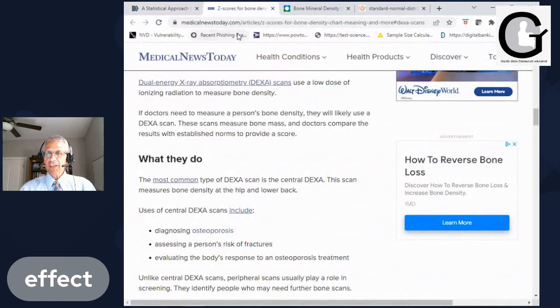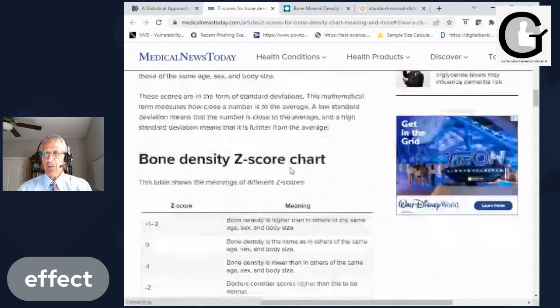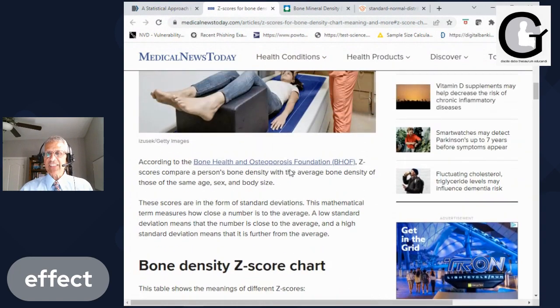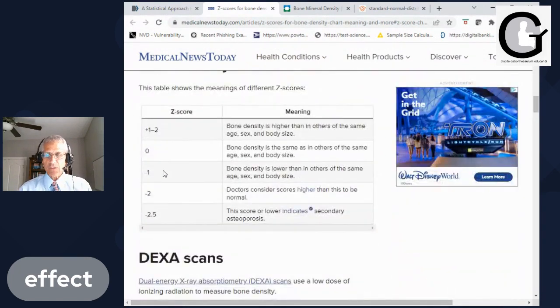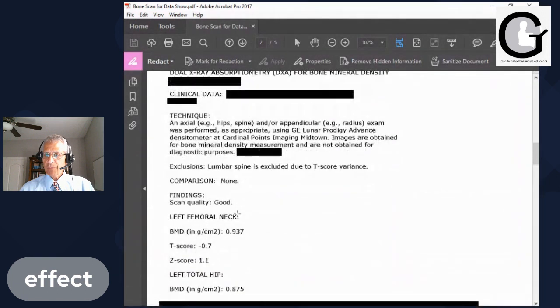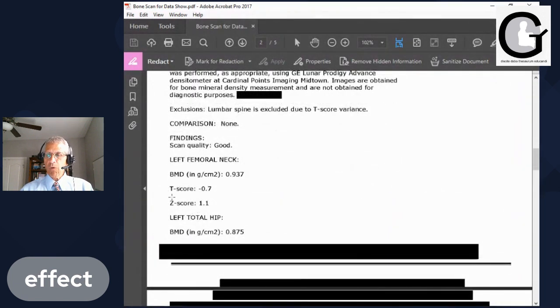Now, there are some other ones. This is Medical News Today, and it talks about DEXA bone scans, and it centers on Z scores rather than T scores. So here you have the Z score. Now we'll go back here. Remember, there were Z scores on this thing too, right? So here's a Z score of 1.1, left femoral neck. The Z score is based again on normal distribution, so it looks like the standard normal curve. That's the normal distribution. So here's your 1.1.